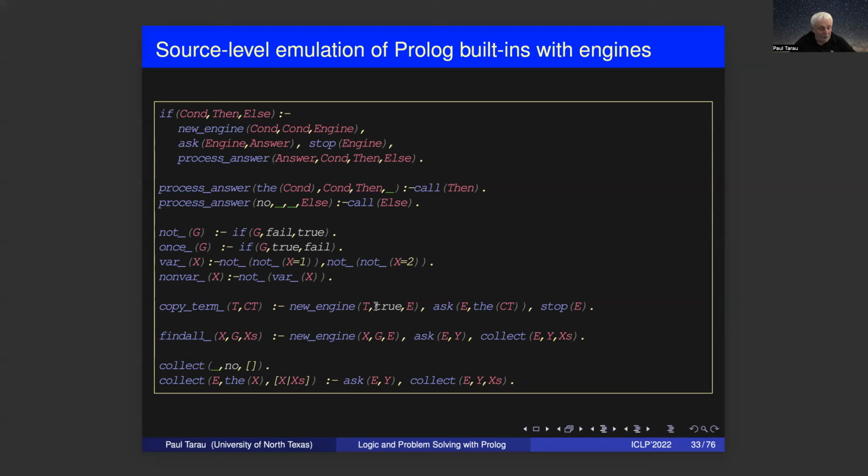You can emulate copy term, which is very useful to create a fresh instance of a term. And then you can, of course, emulate find all directly at source level. And it's reasonably fast, actually, to do so, when you have a good lightweight implementation of engines like the one in SWI Prolog.